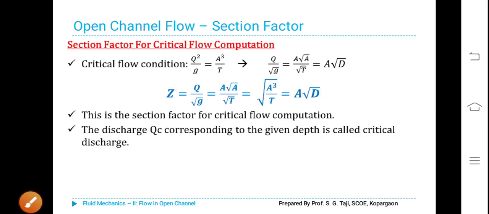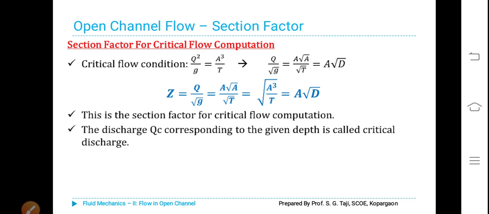Open channel flow: section factor. What is the section factor and what is its use for critical flow computation, we will see now. Section factor for critical flow computation. The critical flow condition is Q squared by g is equal to A cubed by T. That is, Q divided by root g is equal to A root (A by T), which is equal to A root D.